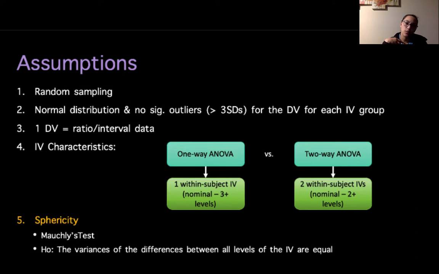Like SPSS will treat the variables similarly as they are categorized. For our purposes in our class, I'll just tell you, if you know what the independent variable is, it's always going to be nominal. So that's how you can sort that part out. And then we have a new assumption this week, and it is called sphericity.